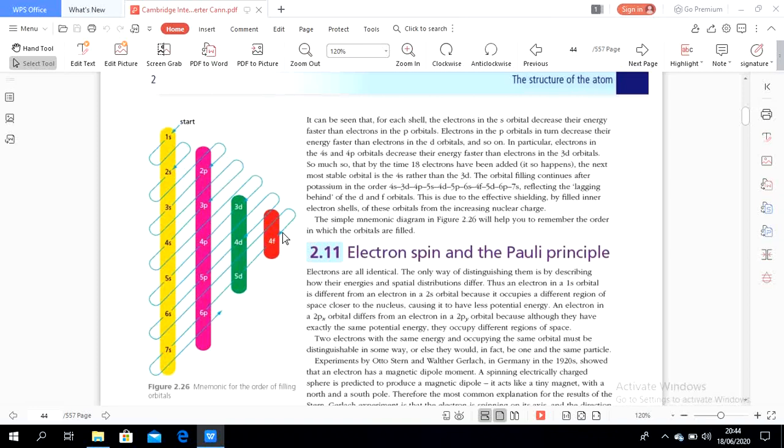Now, electron spin and the Pauli principle. Electrons are identical. Electrons occupy the s orbital, and then the p orbitals consisting of three, px, py, and pz. So all electrons must occupy these.